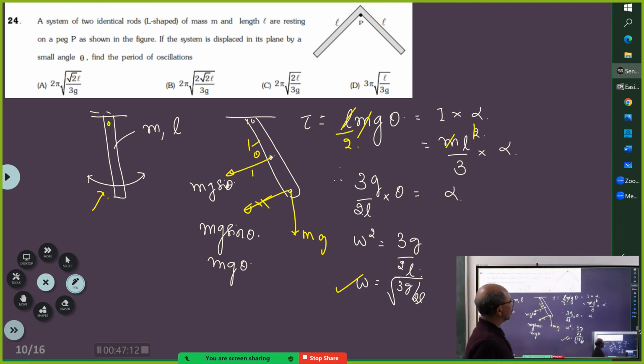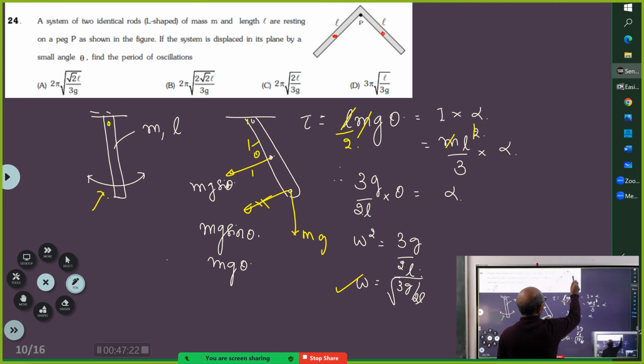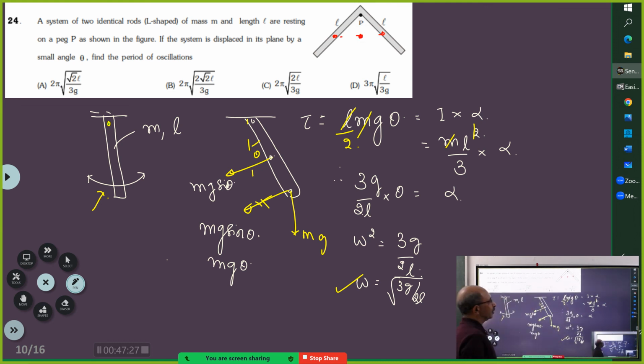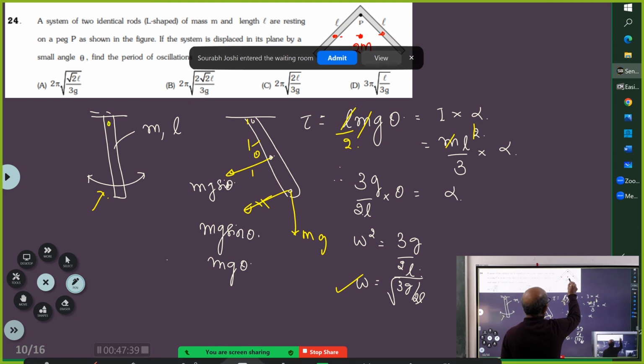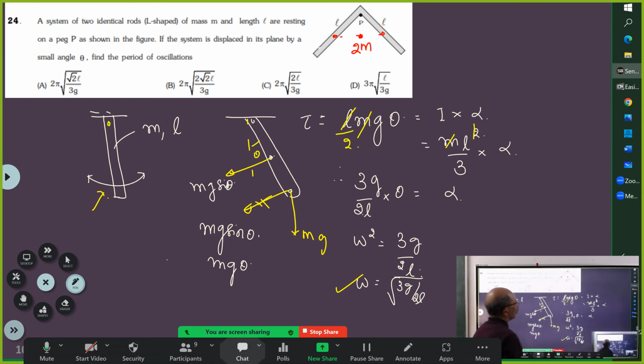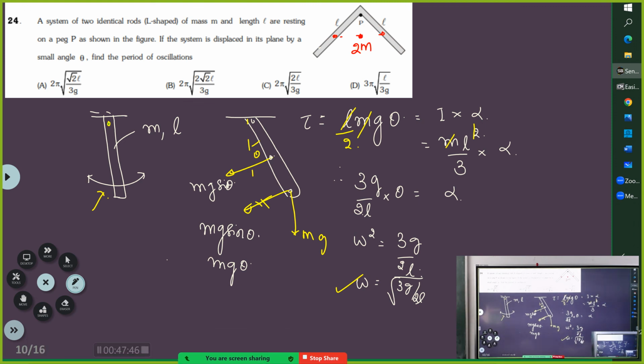Now extend this to this. In this case, where will be the center? See now the center of mass of this side will be here, and the center of mass of the other side will be here. Therefore, the combined center of mass is here. That means this side is m, this side is m, so this will be 2m. If you assume that you know the concept of center of mass, the entire mass is concentrated at the center.